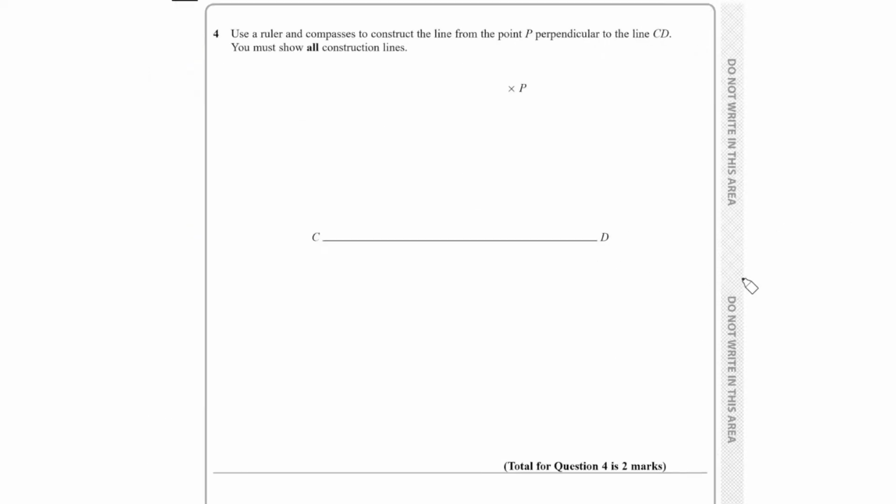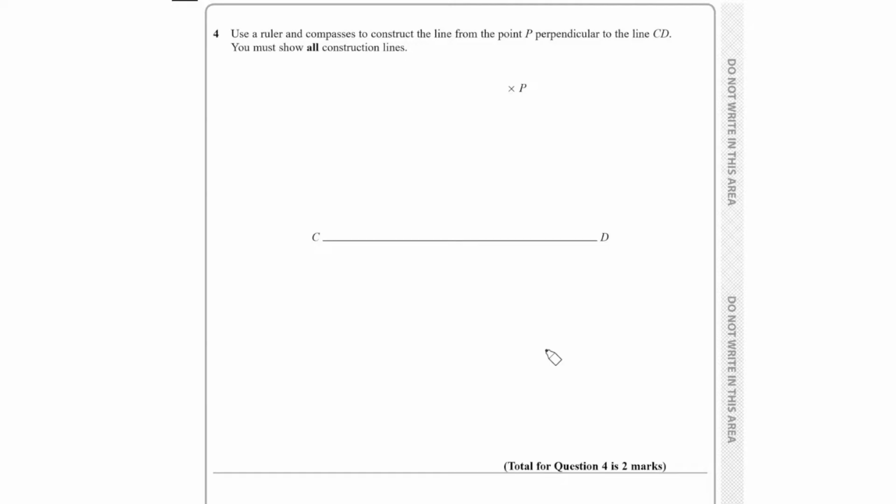Okay, question 4, we've now got some construction. So use a ruler and compasses to construct a line from the point P perpendicular to the line CD. And you must not rub anything out. Now, I don't have a compass here, so I'm just going to roughly try and show you. I think there's a few different ways to do this.